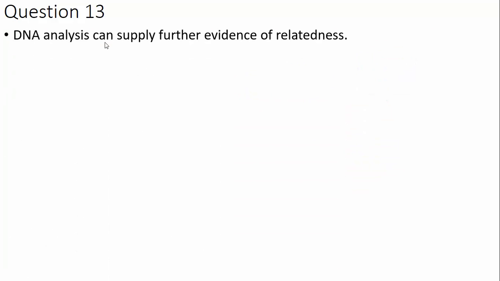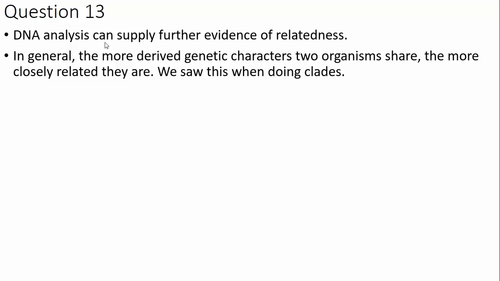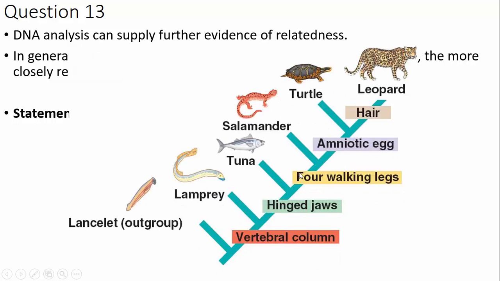Last one, number 13, DNA analysis can supply further evidence of relatedness. So in general, the more derived genetic characters two organisms share, the more closely related they are. And we saw this with doing clades. So here we have a statement, no question. And you can see that the DNA analysis, if we look at the DNA of a turtle and a leopard, they're going to be pretty closely related. So it's not just the cladistic analysis looking at those inherited characteristics, but also looking at the DNA.